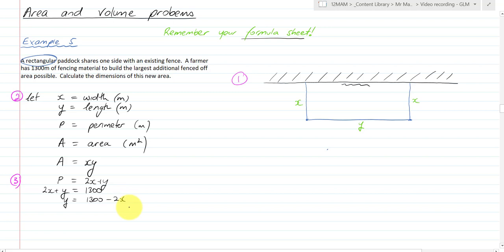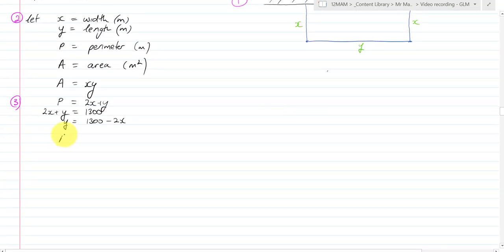I can use that information now to eliminate the y from my area. So area is equal to x times y, which is x times (1,300 minus 2x). I've just taken what y is equal to based on my perimeter relationship and replaced the y with what it's equal to. Now I've got area in terms of x only. I expand this: 1,300x minus 2x squared. It comes out as a really simple quadratic, and now I can determine dA/dx.